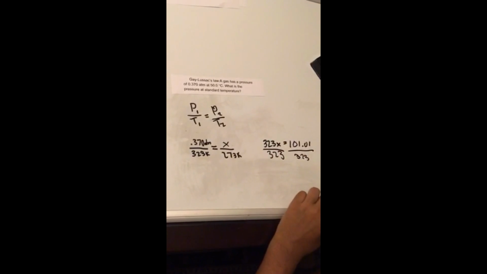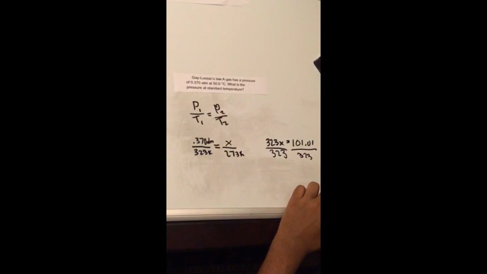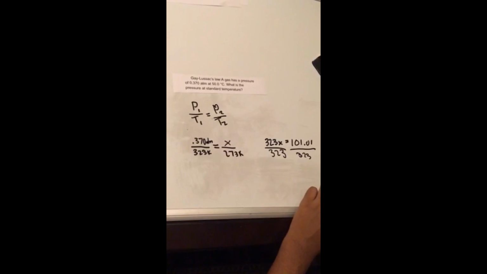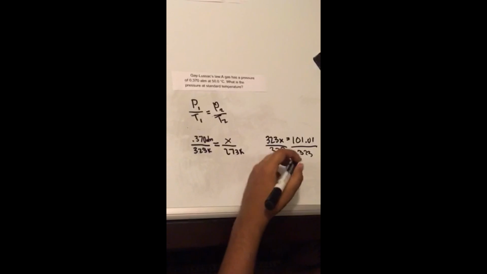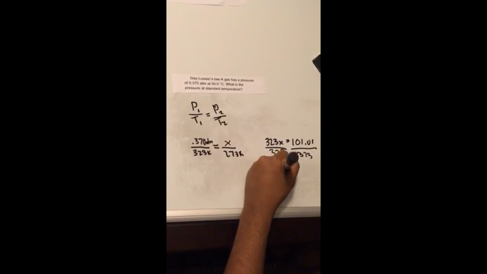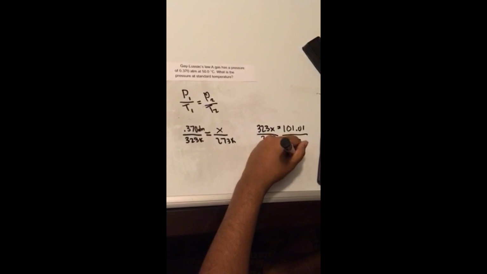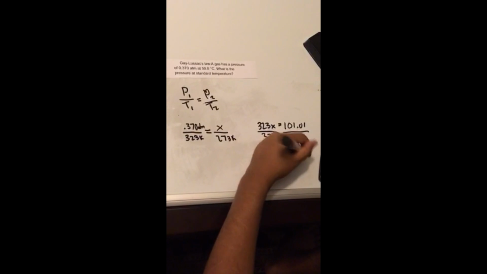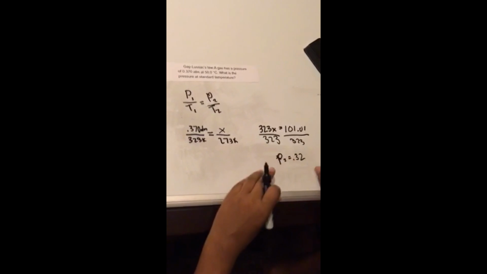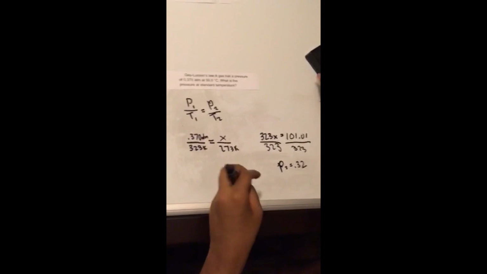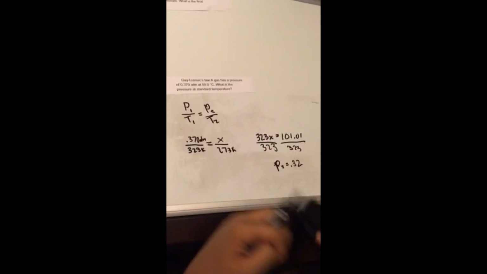So it is pressure 2 equals 0.32. And this is our answer to Gay-Lussac's question.